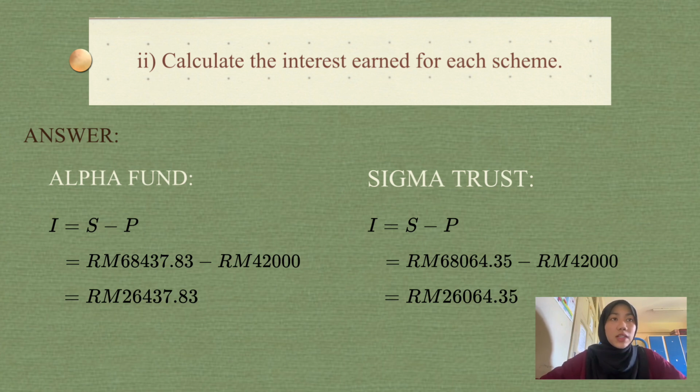Moving on. Calculate the interest earned for each scheme. Since we already know the value for P and the S for both schemes, we use the formula I equals S minus P. Substitute the respective values into the formula. Let's do Alpha Fund first. I equals 68,437 ringgit and 83 cents minus 42,000, and we get I equals 26,437 ringgit and 83 cents. Next, for Sigma Trust, I equals 68,064 ringgit and 35 cents minus 42,000. So I equals 26,064 ringgit and 35 cents.